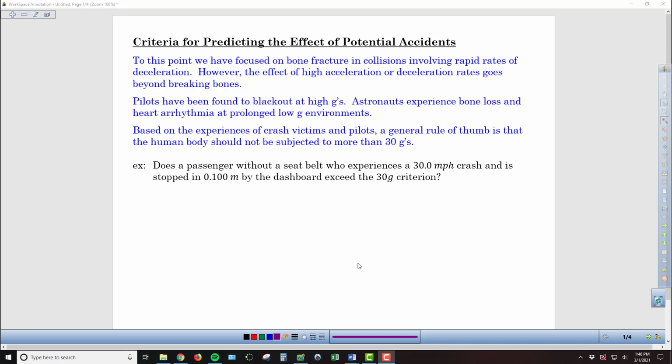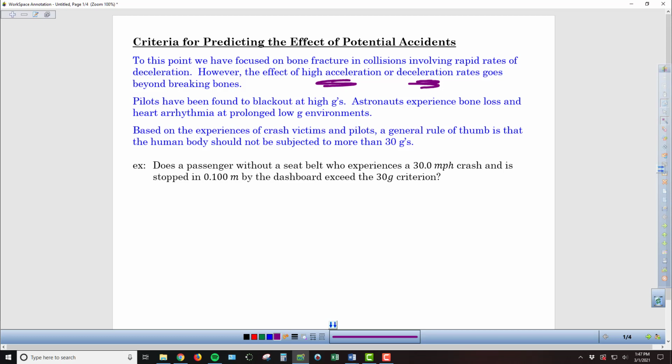To this point in our unit, our focus has been on what happens to our bones in a collision situation. But what we haven't really analyzed, although we've made mention of it, is the effect of high acceleration, or specifically high deceleration rates, beyond breaking bones. In very low G environments, astronauts have been known to experience arrhythmia or bone loss. At high G levels, pilots have been known to black out. So clearly there's an effect that either low G or high G environments have on the body.